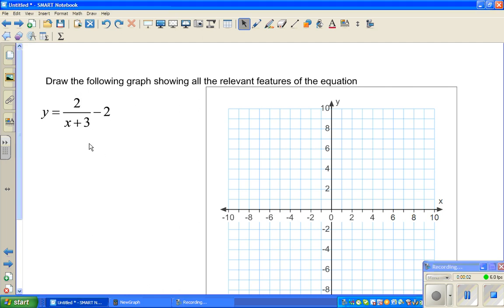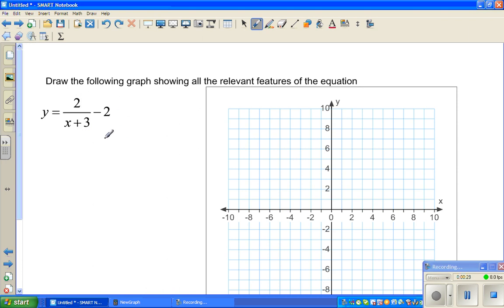Let's look at this question on graphing non-linear graphs. The question is: graph, showing all relevant features, the equation y is equal to 2 over x plus 3, minus 2. Now this is an equation of a hyperbola, so you can do this in different ways.